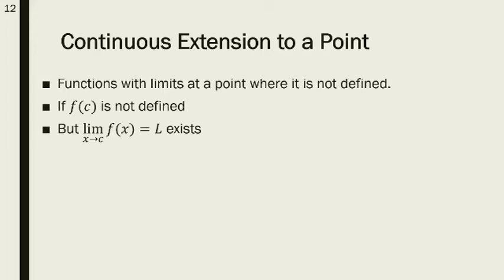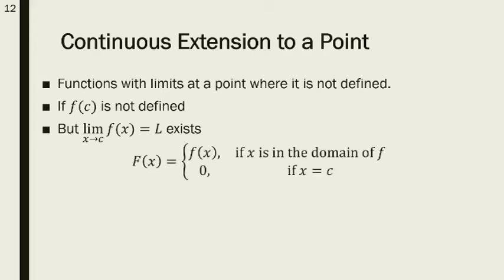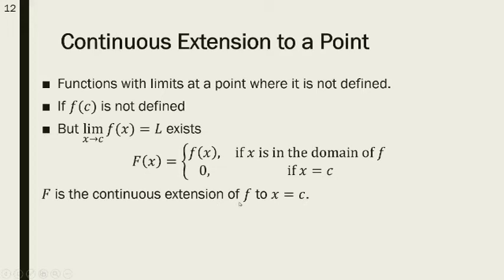To get a continuous extension to point c, we are going to introduce a new function, capital F of x, which is equal to the original function f of x if x is in the domain of f, and equal to L if x is equal to c, since c is the point where f of x is not defined. Therefore, capital F of x is the continuous extension of the original function f to x equals c.